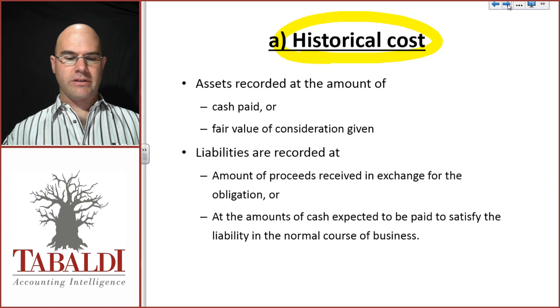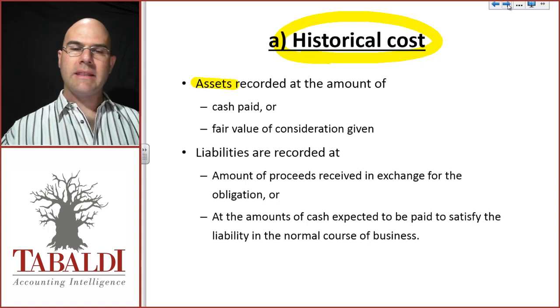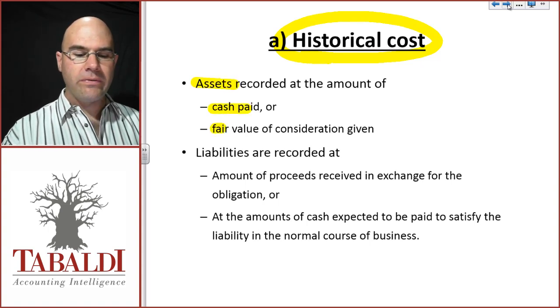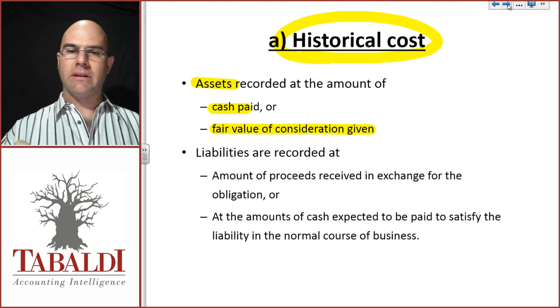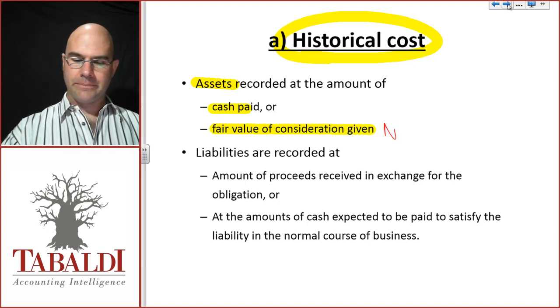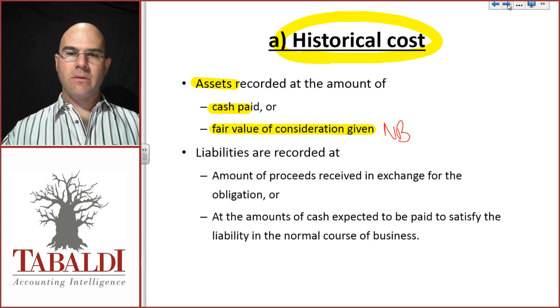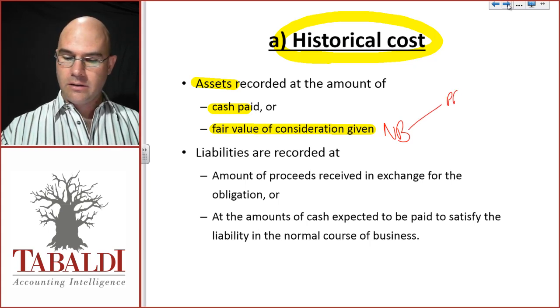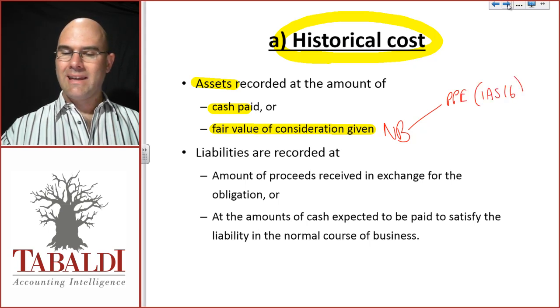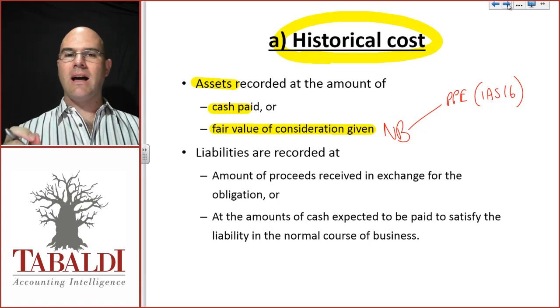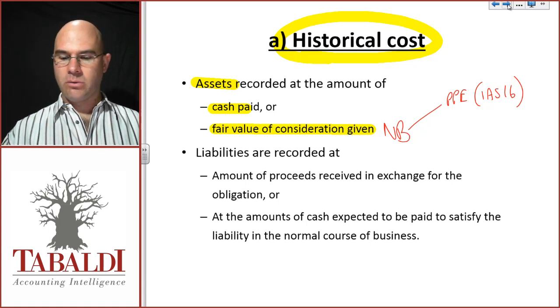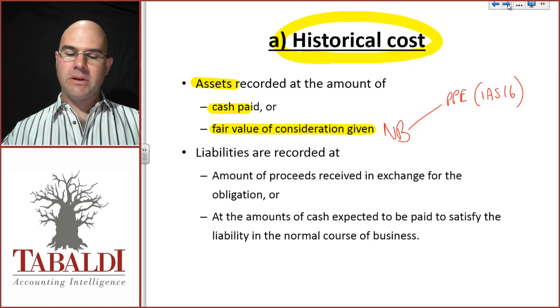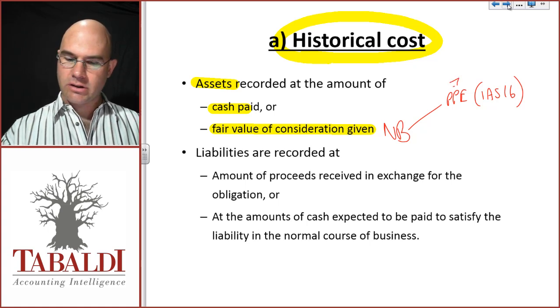So, historical cost. Here, assets are recorded at the amount of the cash paid or fair value of consideration given. This is very, very important, please. So, fair value of consideration given. Here are some standards that will always address this are property, plant and equipment, IAS 16. Initially, PPE recognized at cost. Okay, this is what they're talking about. Subsequent measurement, yes, could be revaluation. Initial recognition is what I'm referring to here.